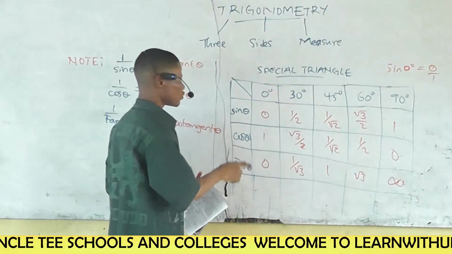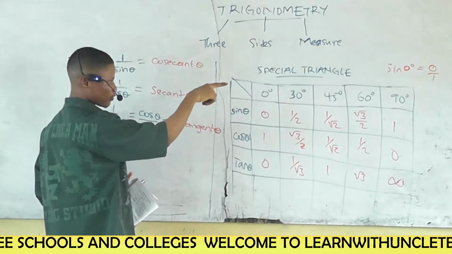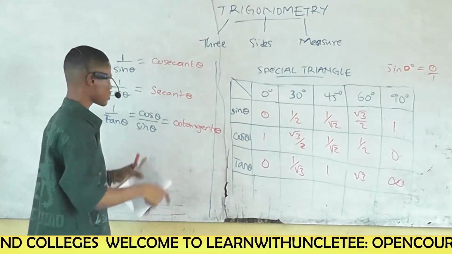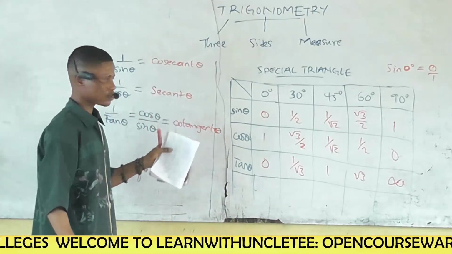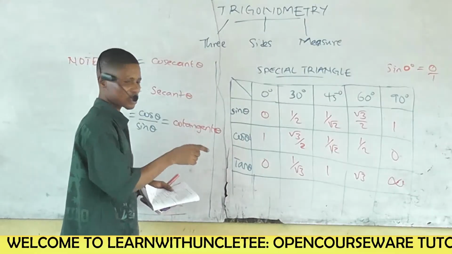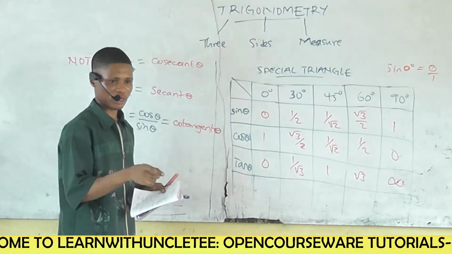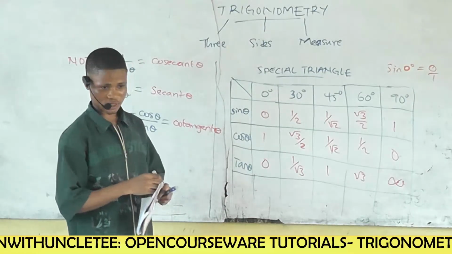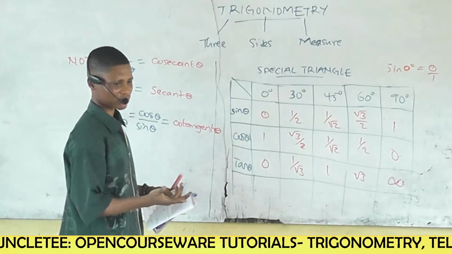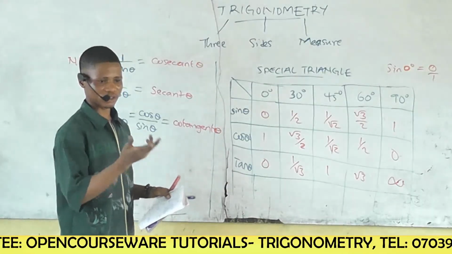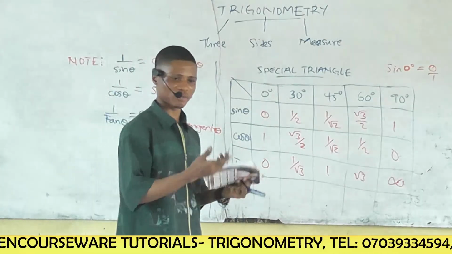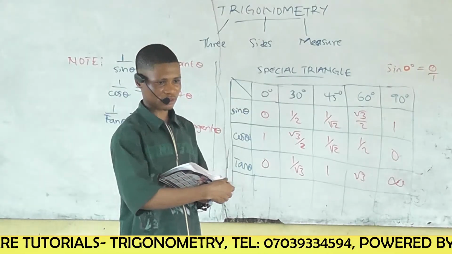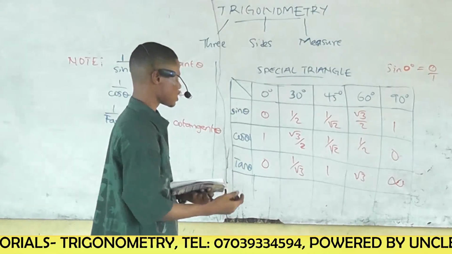Now, if you want to take the reciprocal of sine 0, you know the reciprocal of sine is what? Cosec theta. Now, if you want to get cosec 0 degree, that will be what? 1 over 0. And which gives you what? Undefined. It will give you undefined. Any number divided by 0 is undefined. Okay? So just put that in mind.